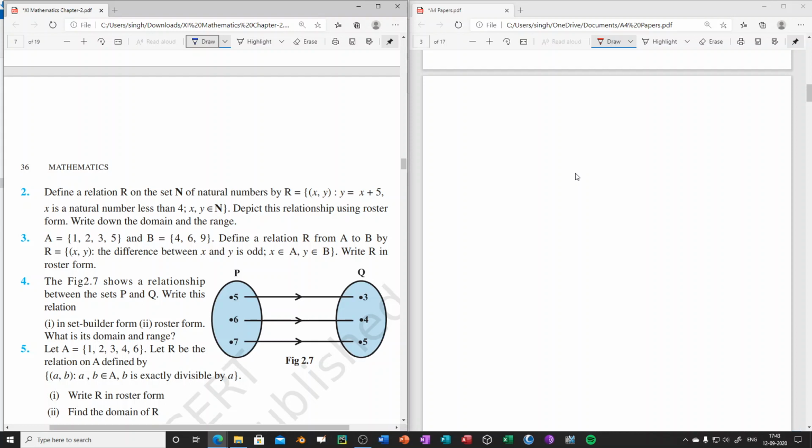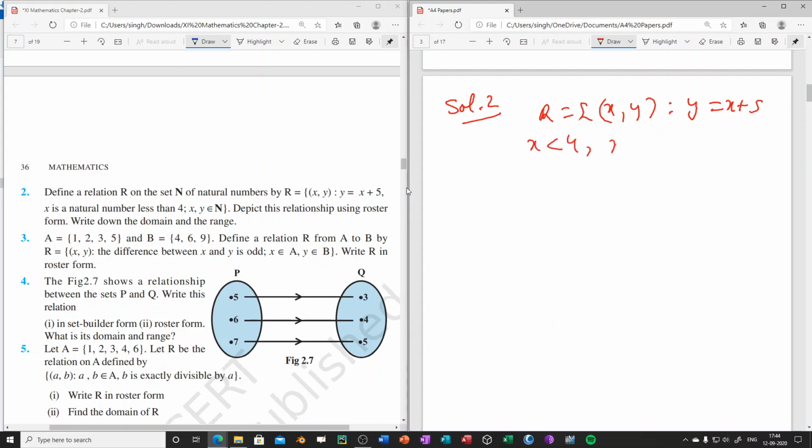Here the set builder form is given because the property which is common for all the elements of the ordered pairs is given to us. So we have to write this relationship R in tabular form or in roster form. Let us solve this second one. Solution of the second one. Here R equal to the collection of all ordered pairs x, y such that y equal to x plus 5, and it is given that x is a natural number less than 4. So x is less than 4, x belongs to N. That is what we have to follow.